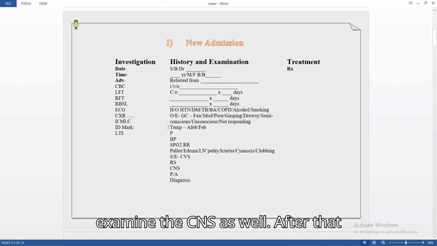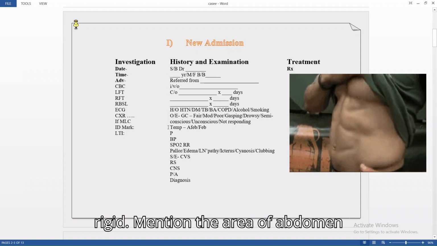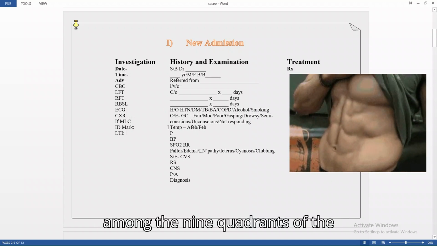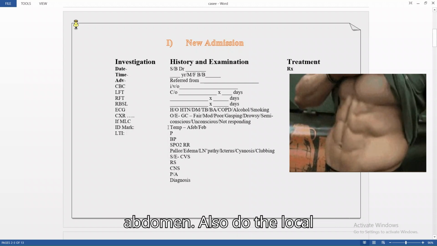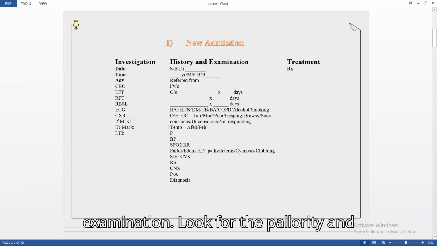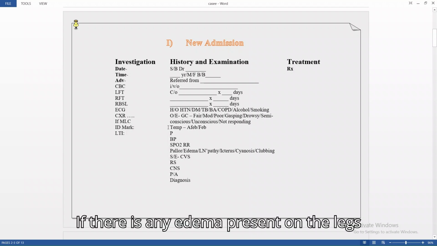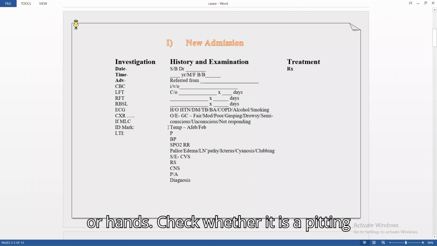After that, do the per abdominal examination. Check whether the abdomen is soft, non-tender, and if it is tender, rigid, mention the area of abdomen among the 9 quadrants of the abdomen. Also do the local examination. Look for the pallor and icterus in the sclera, skin, nails, tongue. If there is any edema present on the legs or hands, check whether it is a pitting edema or non-pitting edema.